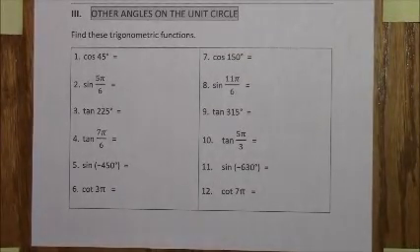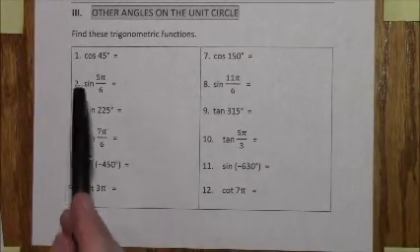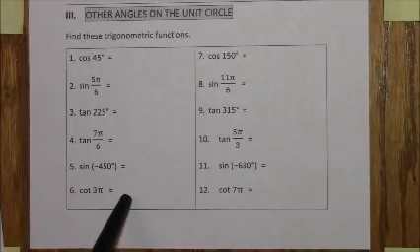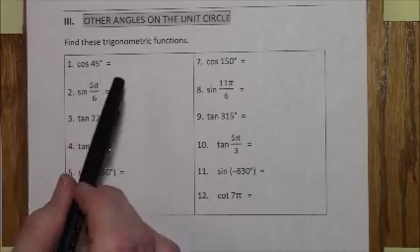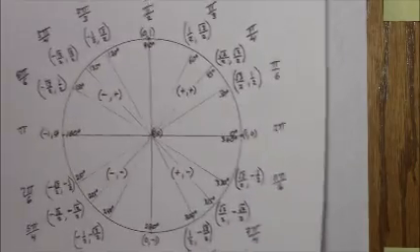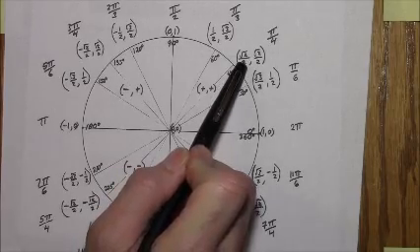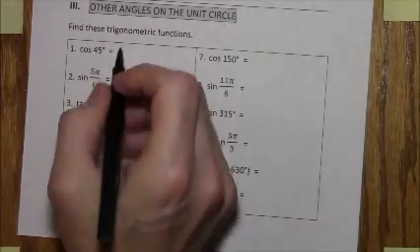Let's pick up here with using the unit circle to find these functions specifically on the unit circle. That's simply a matter of looking at the unit circle and sometimes moving around it a little bit. So cosine of 45 degrees, when you look at the unit circle, you're looking for 45 and you're looking for the x value. So it's simply square root of 2 over 2.